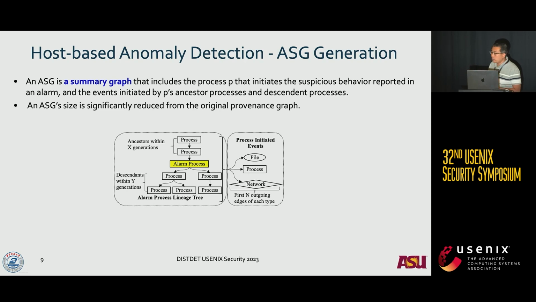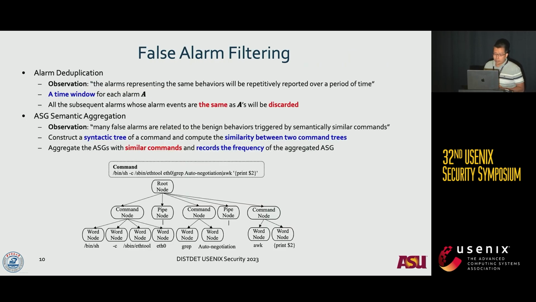We are going to generate a summary graph we call an ASG. Essentially, an ASG consists of the process that initiates the suspicious behaviors and its ancestors and descendants within X and Y generations. So it's a very small graph that contains some very important information about the related processes for this alarm. And after the ASGs are generated, we perform false alarm filtering on both the client side and the server side.